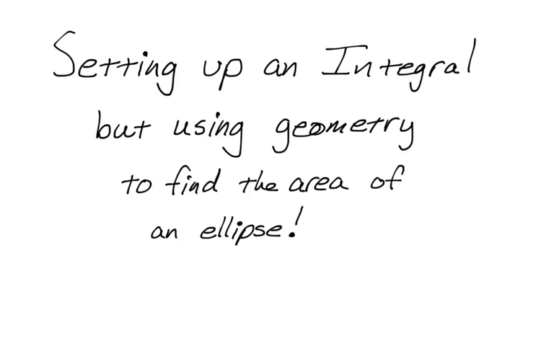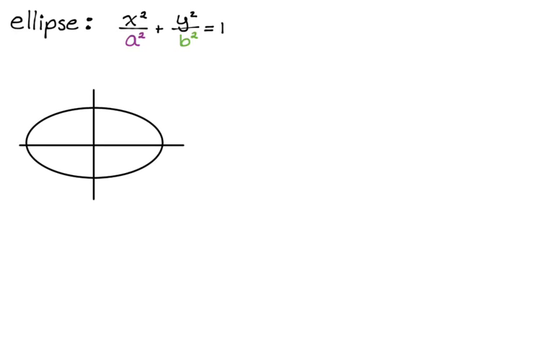So let's start with the equation of the ellipse we're going to deal with. An ellipse looks like x squared over a squared plus y squared over b squared equals 1. If we graph that, it looks sort of like this, and the x-intercepts are at a and negative a, and the y-intercepts are at b and negative b. So what we want to do is try to set up an integral that can find the area of this and see what happens from there.